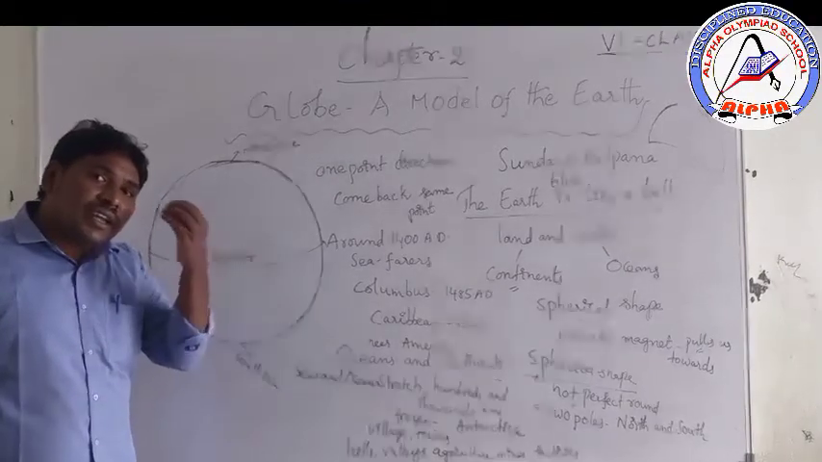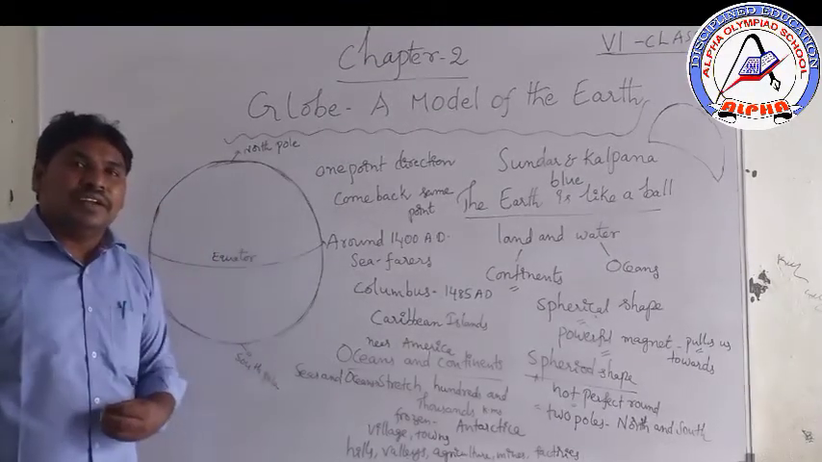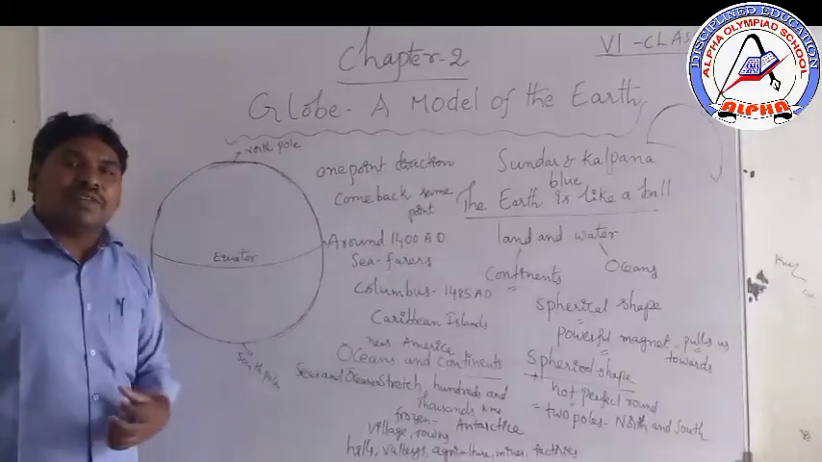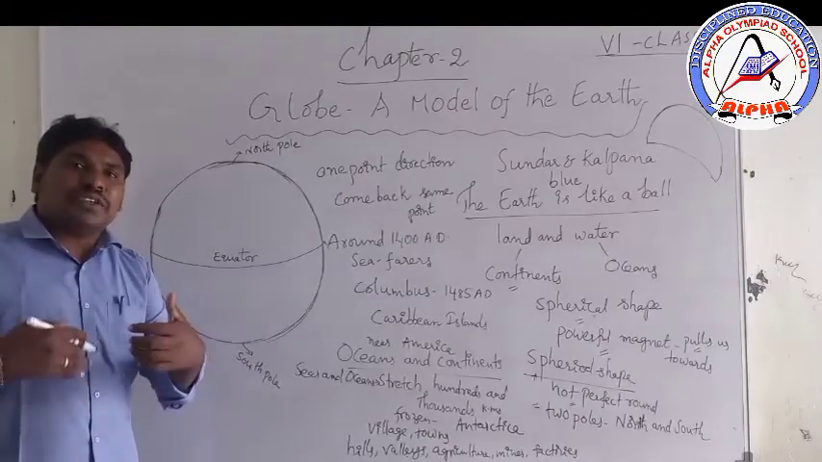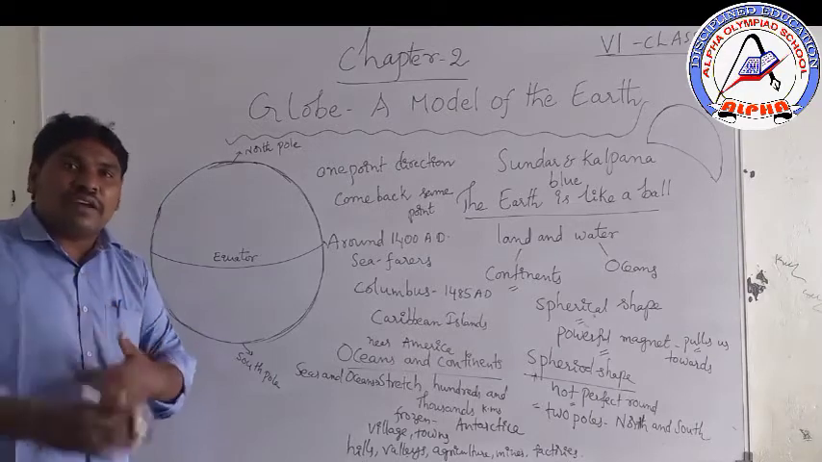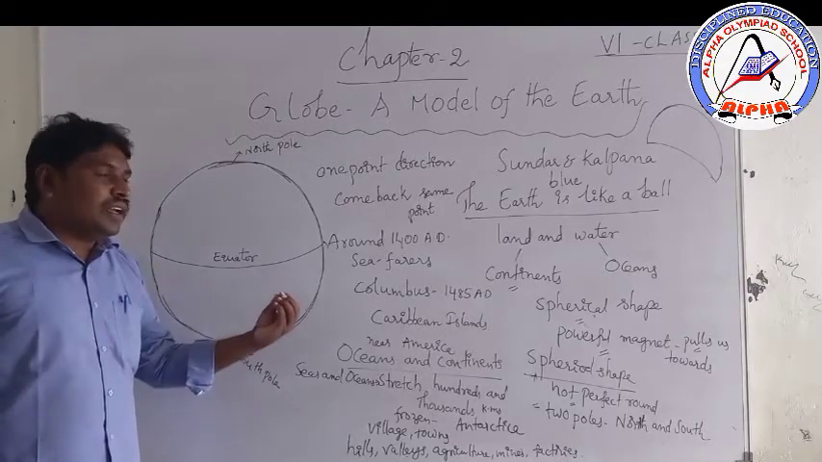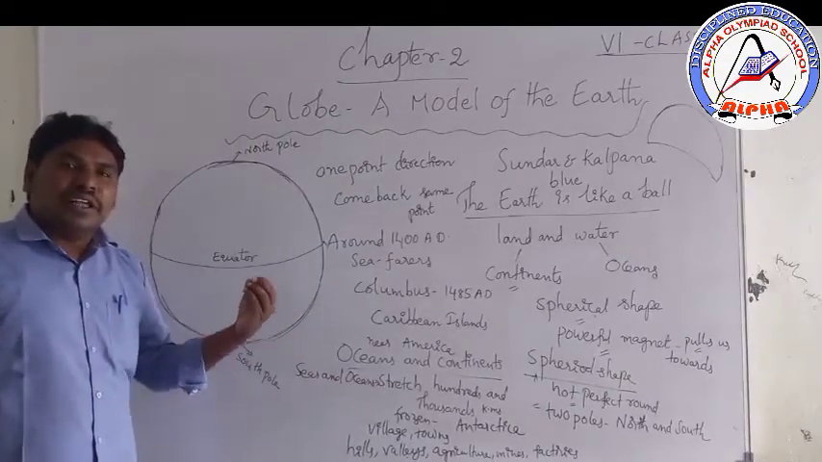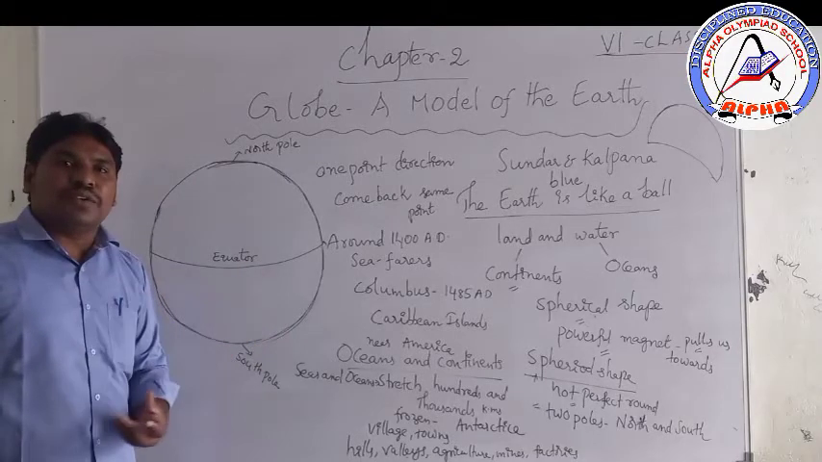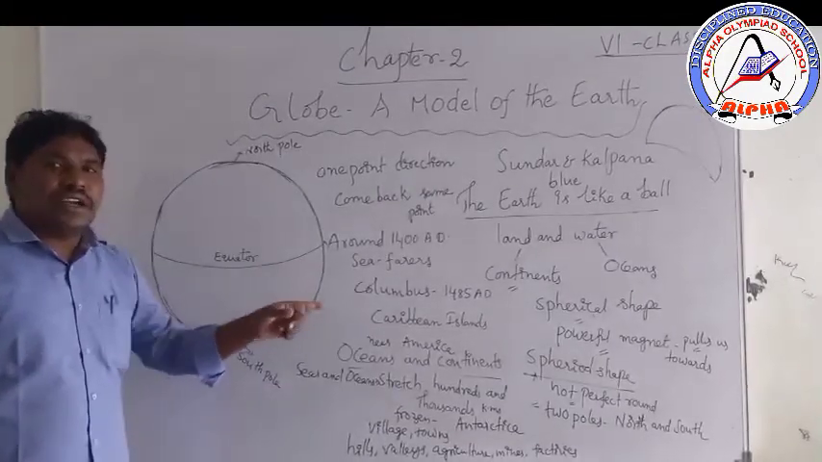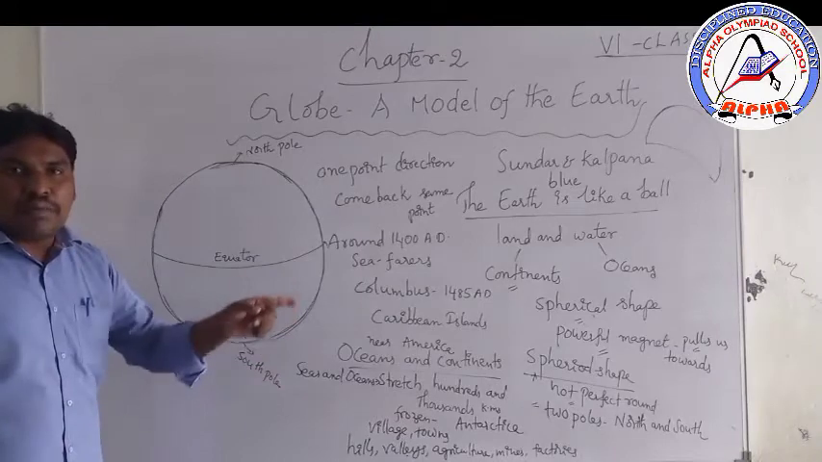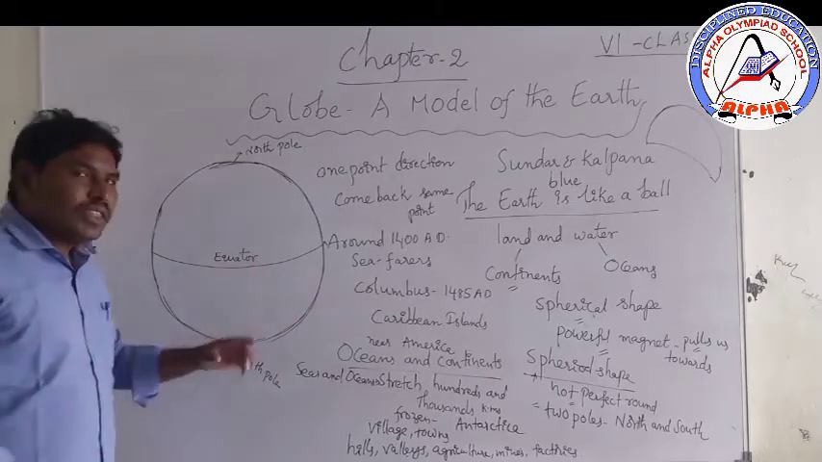So scientists came to a complete understanding. They gave the information. Before, people believed that the earth was in a flat position, but they gave the information that the earth is not flat. The earth is in a round position, like a ball or disc.